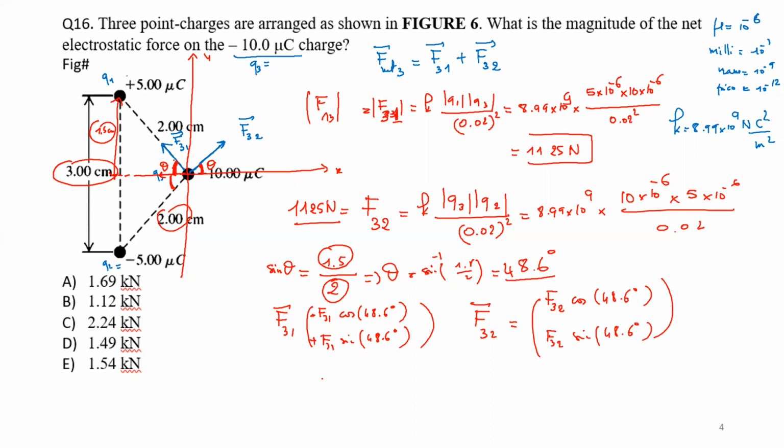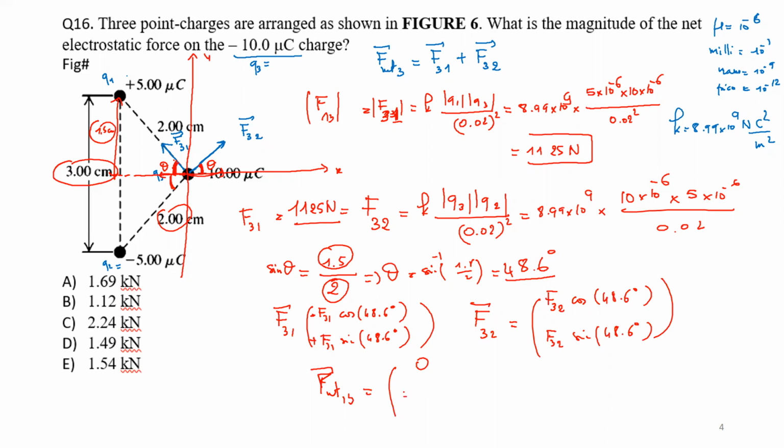Okay. So the net force on 3. So these two are equal, okay? Remember, F31 is equal to F32, okay? So this net force along X is 0. You can see it. This component here and this component will give you 0.